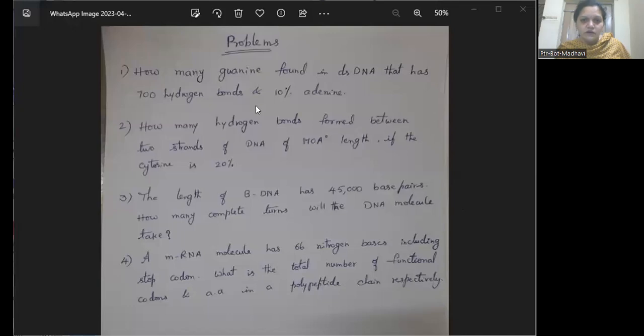How many guanines are found in the double-stranded DNA that has 700 hydrogen bonds and 10% adenines? Okay, so if this is the question, how to solve the problem we are going to see right now.